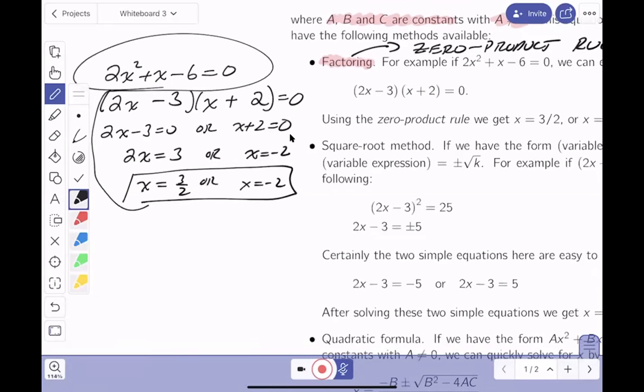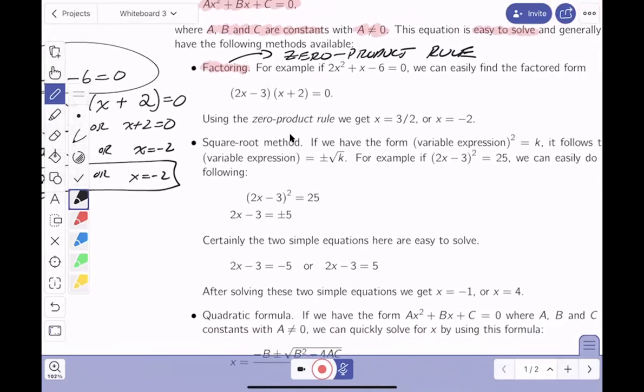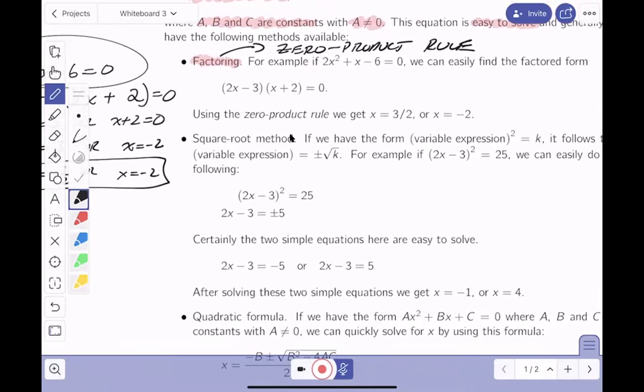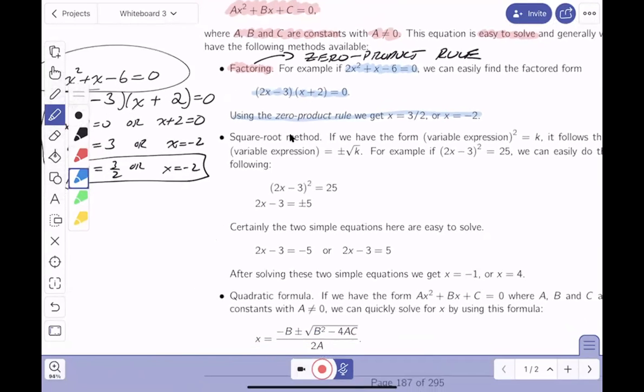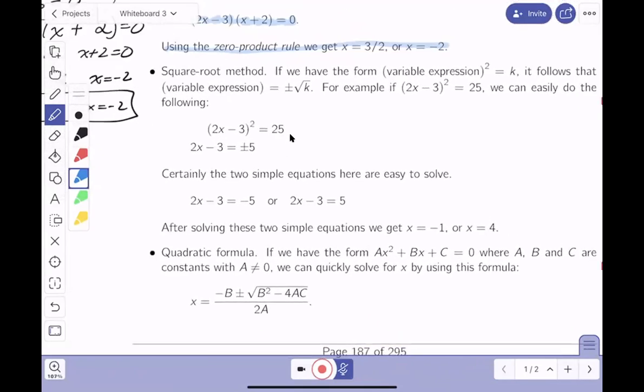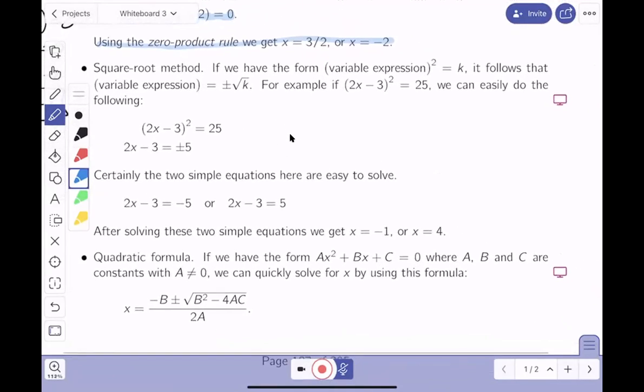All right, we've been doing this so often that I'm going to feel pretty good about that. I'll just outline what we just did over here. We took this equation, we used the zero product rule, and we solved it, and we got the answers 3 halves or minus 2. Same answer we did on the side. All right, next one up is going to be called the square root method.